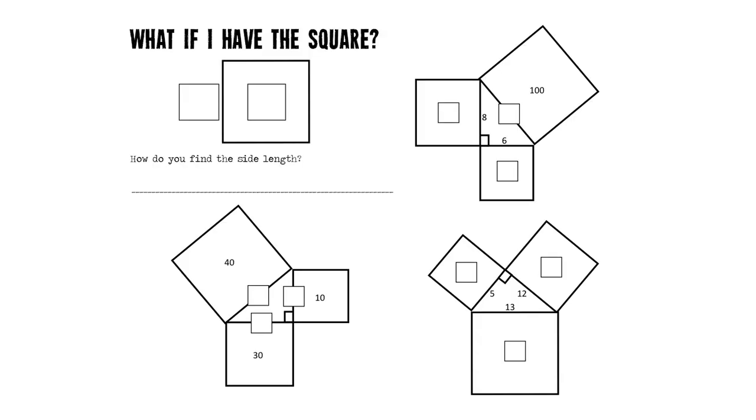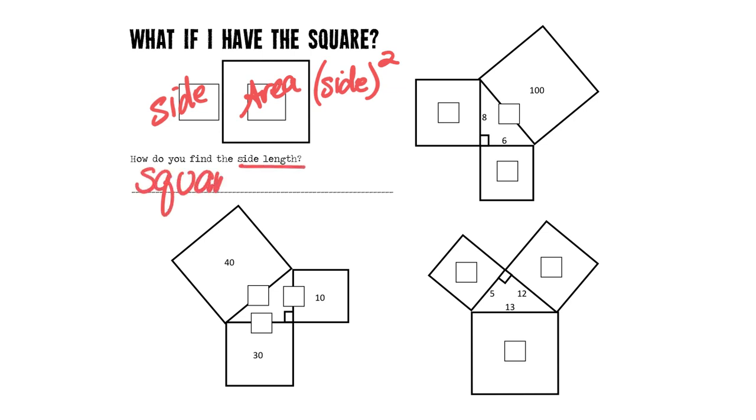All right, ladies and gentlemen, we're going to look at what if I have the square. So this is our side, and of course this is the area. In order to find the area, we square the side. So if you want to find the side length, we square root the area.